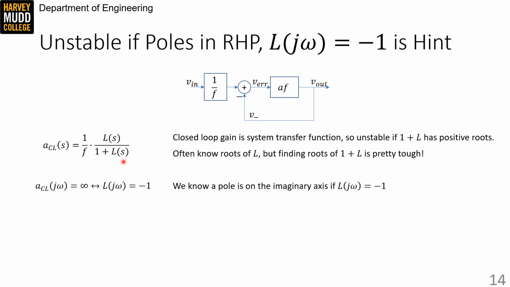We're going to start by noticing that if L of j omega is equal to -1, there's a pole on the j omega axis, and vice versa. Those two conditions imply one another. So L of j omega being minus 1 means this value will go to infinity, and because we're evaluating at j omega, that means the closed loop gain at j omega is infinity somewhere, which means this point j omega has a pole at it.